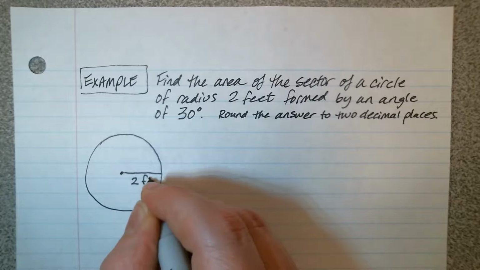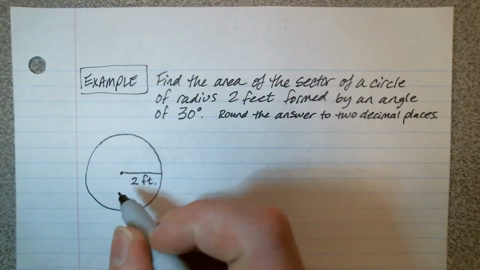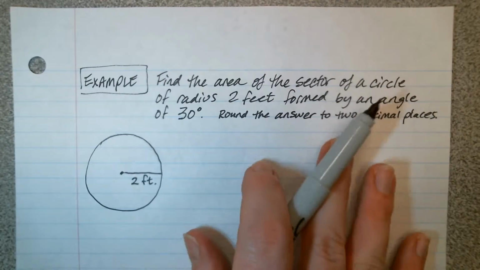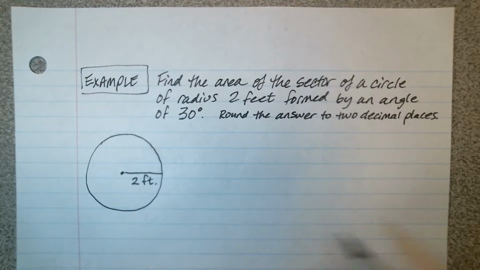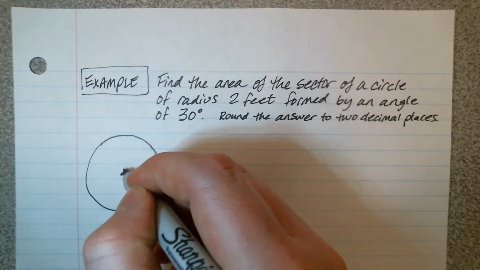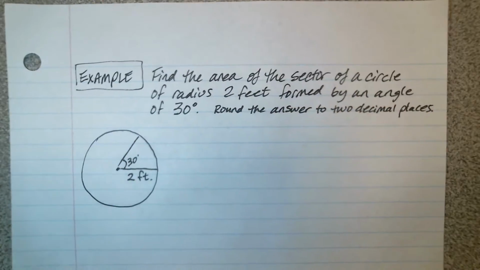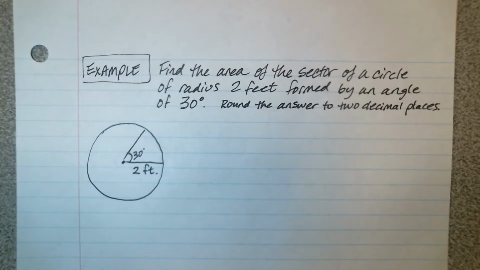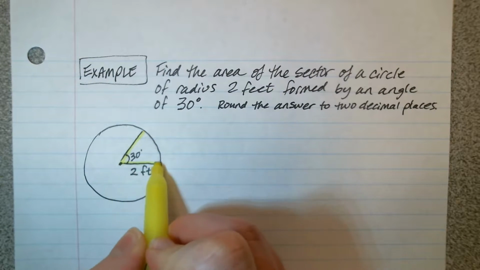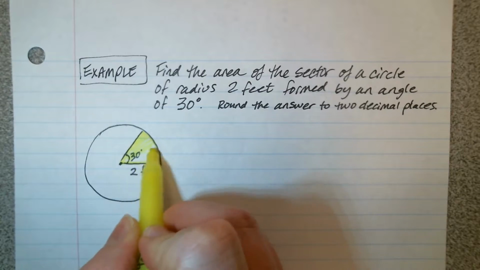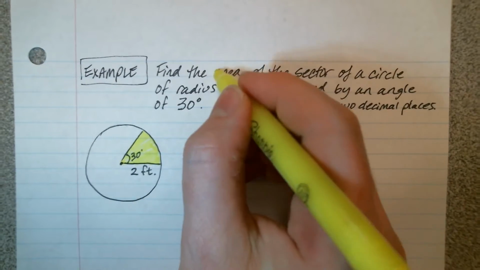So I have a radius here of 2 feet. And don't forget your units, they're really important in problems like this. And I want to look at the area of a sector formed by an angle of 30 degrees. So what I want is to know how much space is right here.